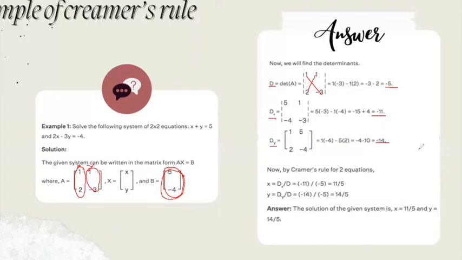After that, by Cramer's rule for two equations, we need to find x and y. So x equals Dx, which is -11, divided by D, which is -5, equals 11 divided by 5. So x is 11 by 5. And y equals Dy divided by D equals -14 divided by -5, because Dy is -14 and D is -5, equals 14 divided by 5. The solution of the given system is x equals 11 divided by 5 and y equals 14 divided by 5.